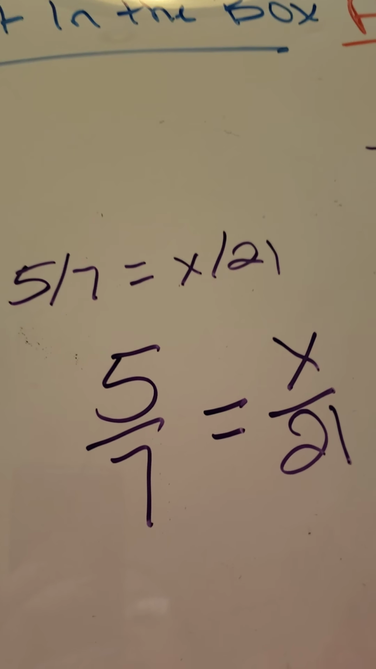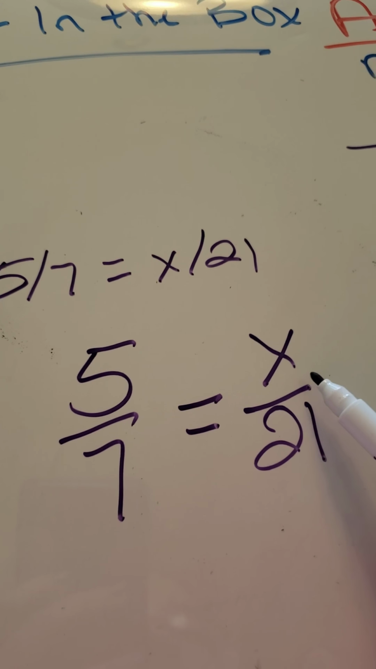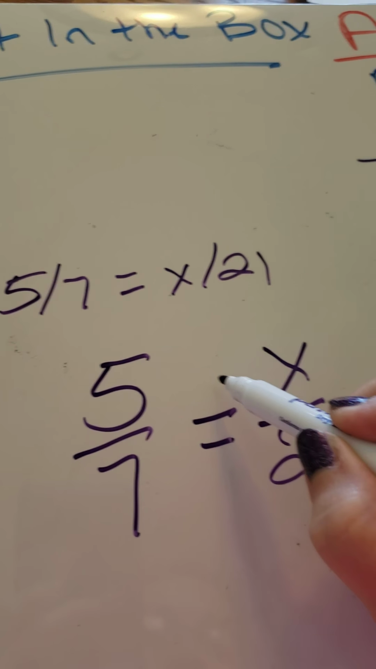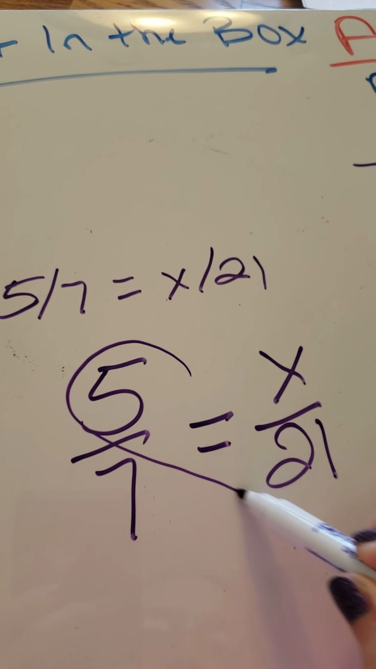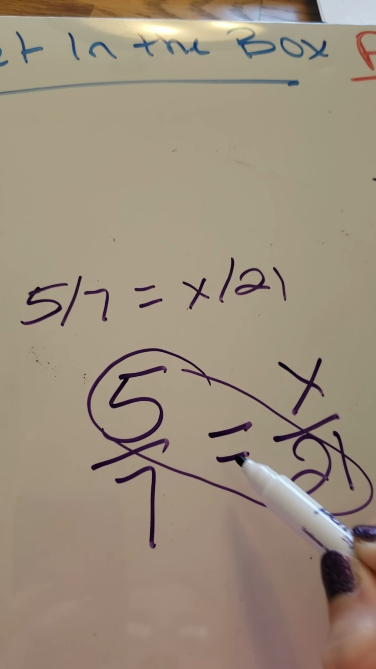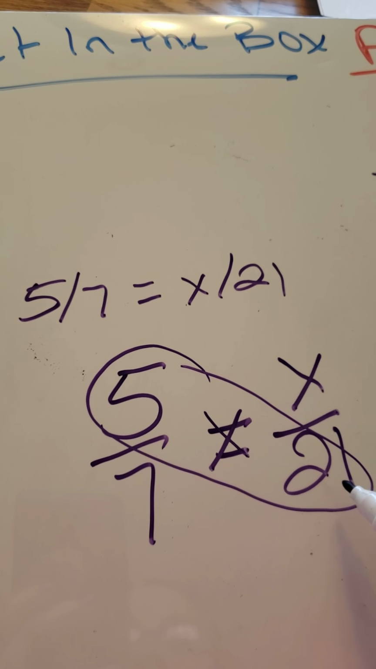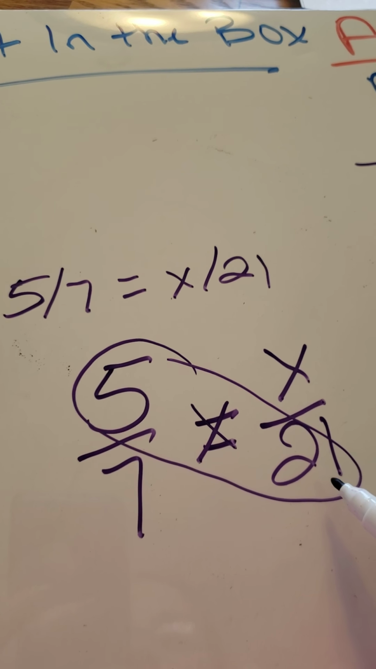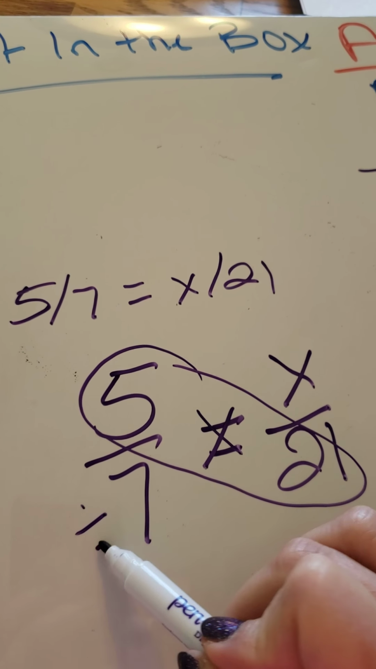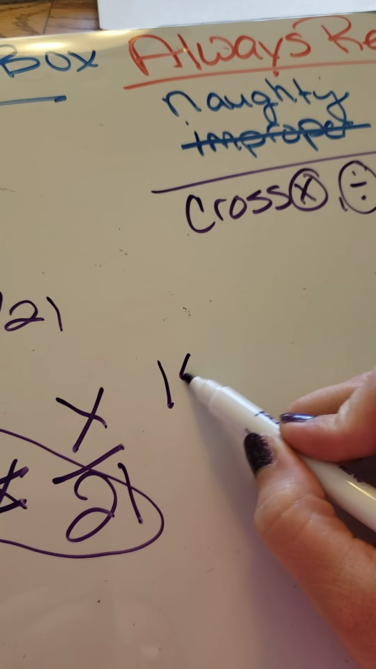Okay, so what we're going to do is find our 2 diagonal numbers. X is not a number, so those are not diagonal numbers. These ones are my diagonal numbers, so I'm going to circle them. Okay, cross. I'm going to multiply those numbers. Cross multiply would be 5 times 21, which is 105. Then I'm going to divide that by my lonely number over here. Divided by 7, and I get 15.